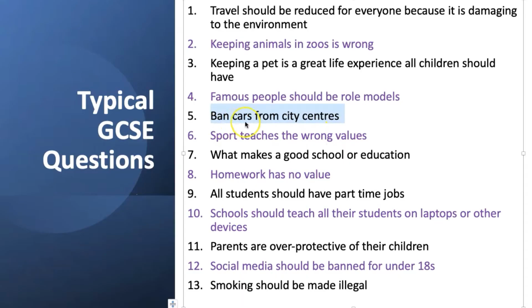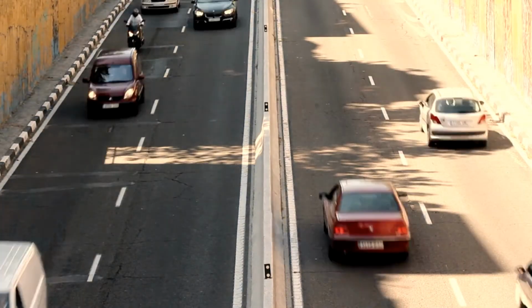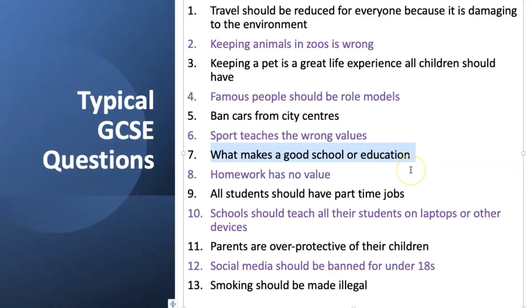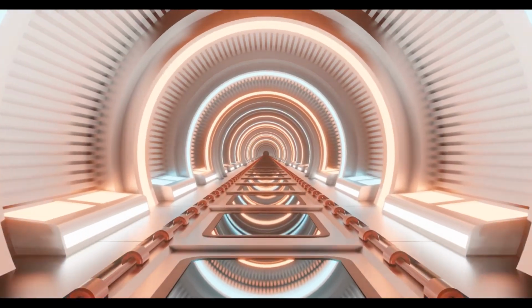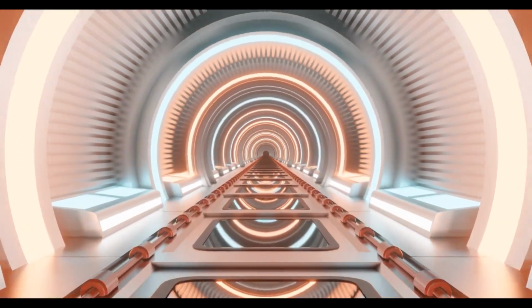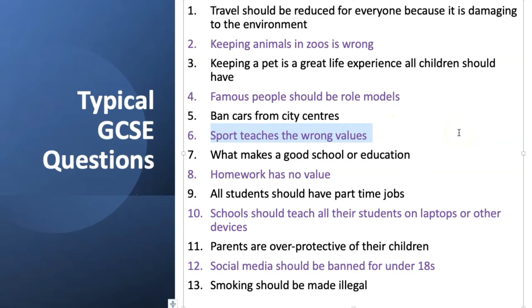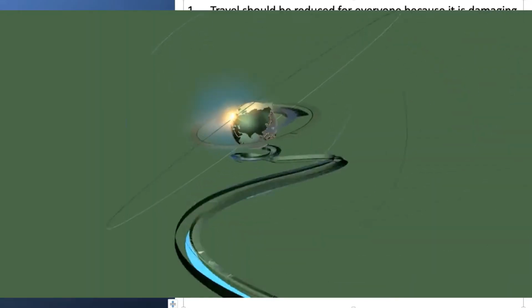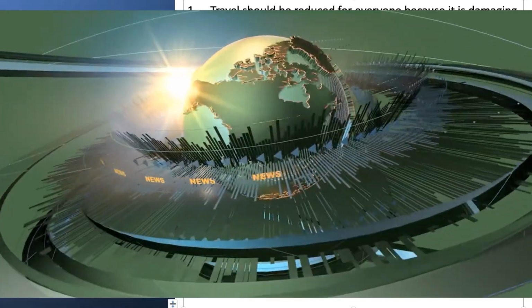Yes, of course we should ban cars from city centres. Elon Musk is so passionate about it that he's taking us into space in order not to continue polluting the Earth. What makes a good education? Well, what's he going to say? Science and engineering. Sport teaches the wrong values, but I'll tell you what does teach the right values. Science and engineering and looking after the planet.